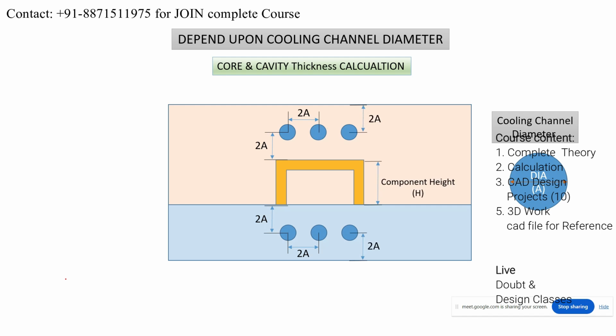Now, this is the component height H. Okay, now take the cavity thickness. What will be the cavity? 2A plus 2A plus H. This is the thickness. Again, the core thickness will be 2A plus 2A plus 2A, in the closed condition as I told you.